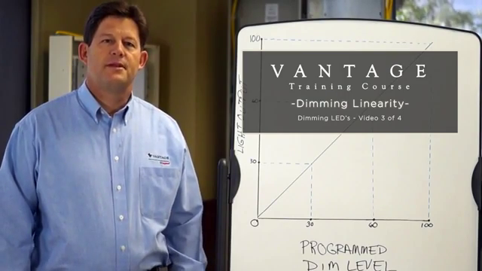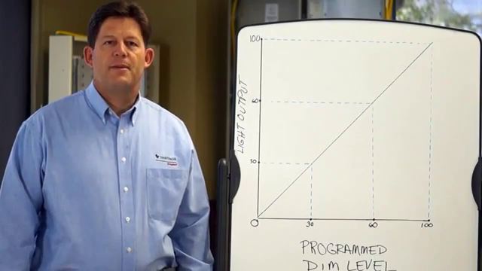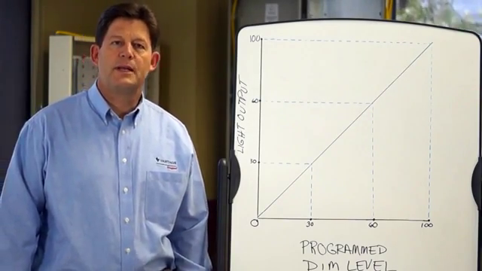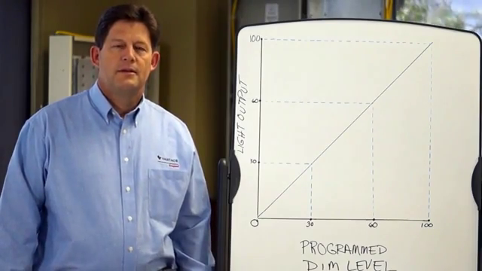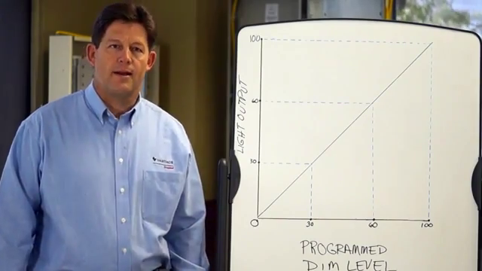Today's topic is the dimming performance issue known as dimming linearity. Vantage dimming hardware can be adjusted to compensate for many non-linearity issues exhibited when LED lights are dimmed. To start off, let's define exactly what it is we mean by dimming linearity.